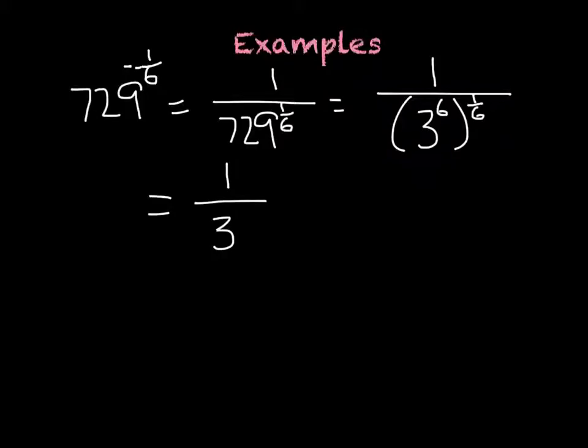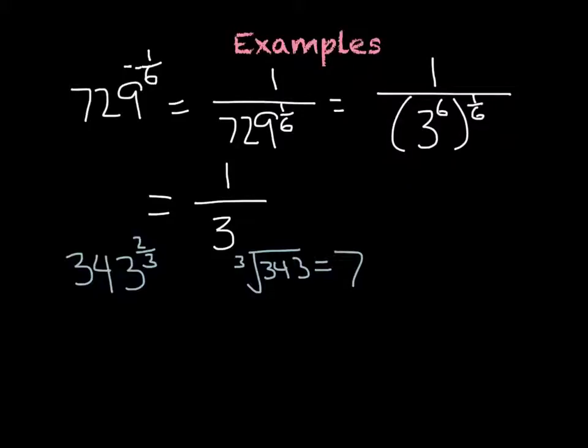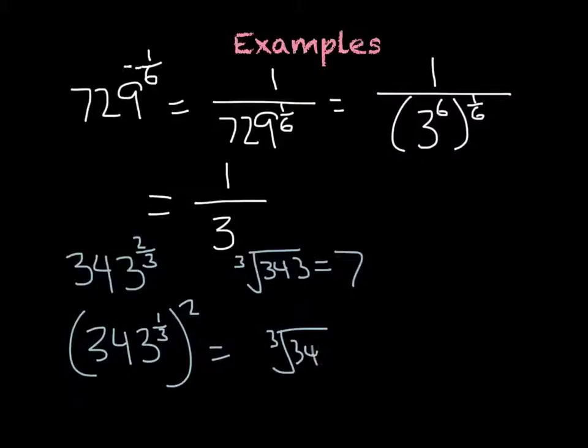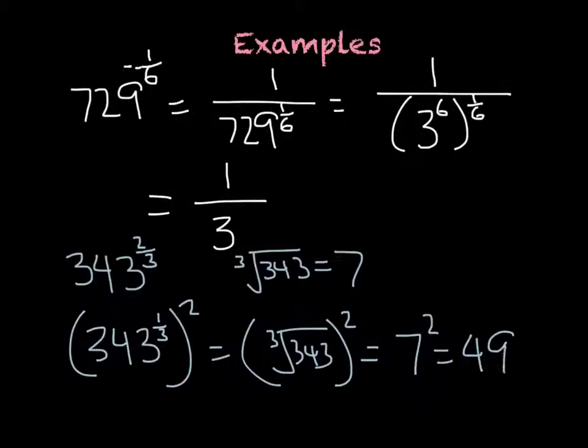Another example, 343 to the power of 2/3. And I'm going to begin by telling you that the cube root of 343 equals 7. So we can take our expression and write it as 343 to the power of 1/3 to the power of 2, or the cube root of 343 to the power of 2. So then that means that's just 7 squared, or 49.